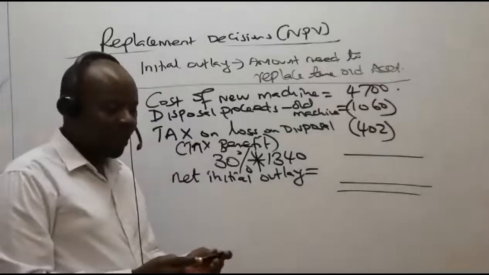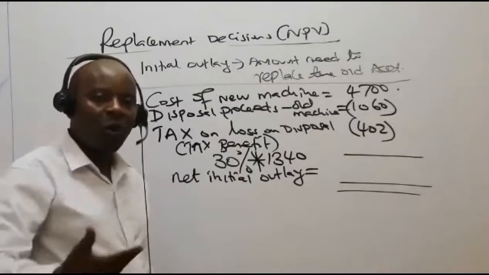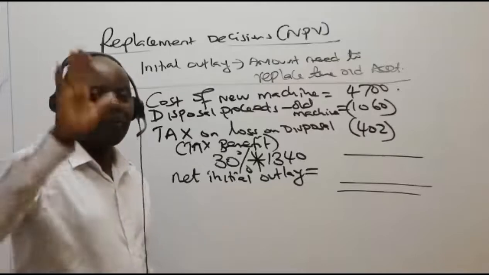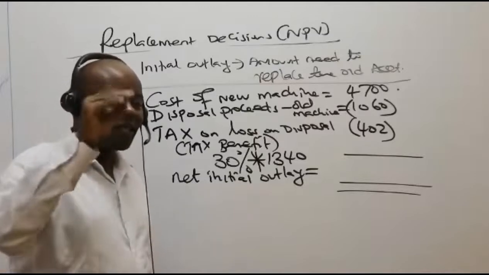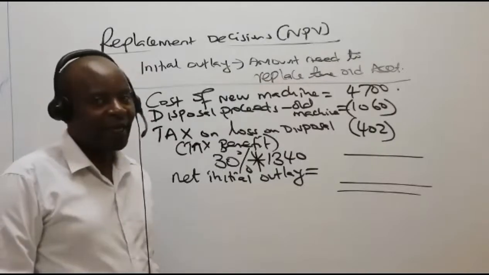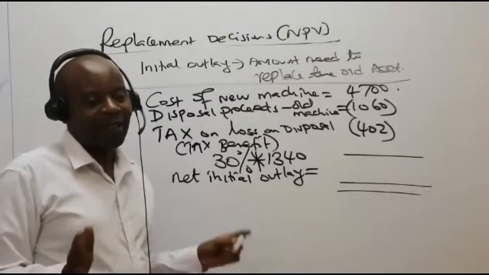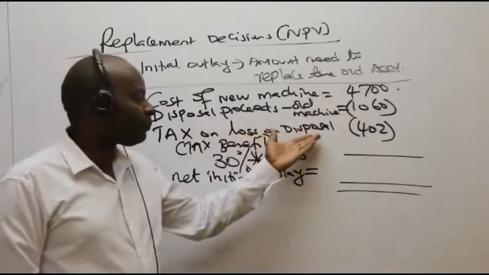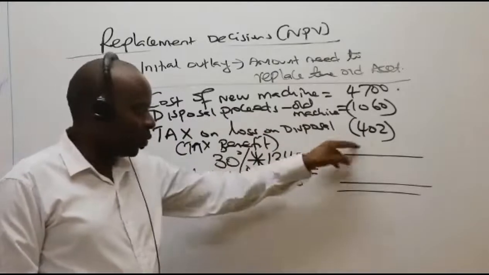A good question there. What if we make a profit on disposal? If we make a profit on disposal, of course, then we'll be expected also to pay tax on that. Although for the many years that I've ever taught, I've never seen a replacement question where the old asset is sold at a profit. It will be very hard. All of them, we are making a loss. But should we make a profit on disposal, that becomes an expense on us, so we would do the opposite of this, which is adding.